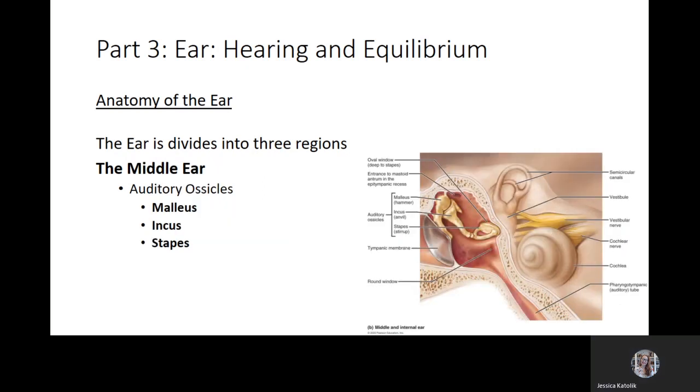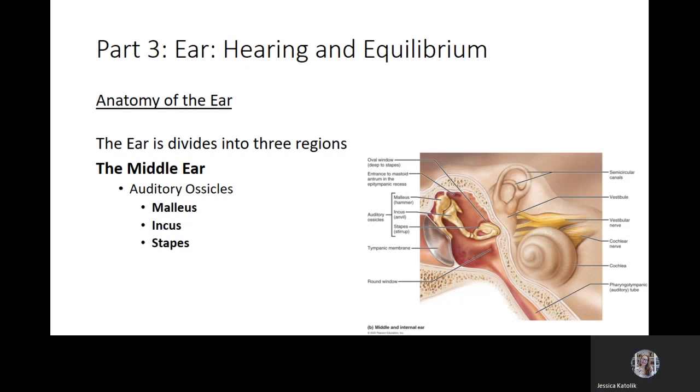The next region is going to be the middle ear, and the middle ear is going to be a bony hollow located here, close to the petrous region of the temporal bone. And within this bony hollow, there are going to be 3 ossicles, 3 tiny bones. These bones are so tiny that they can all fit on a dime. And so that is kind of cool. They're the tiniest bones of the human body.